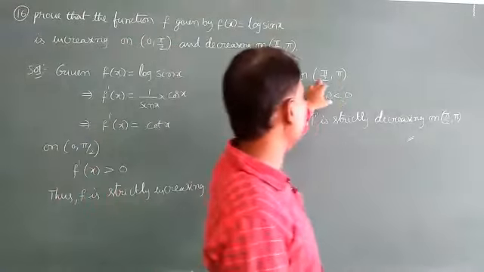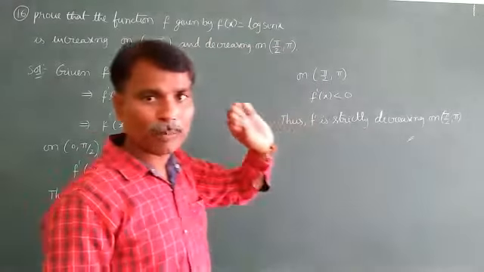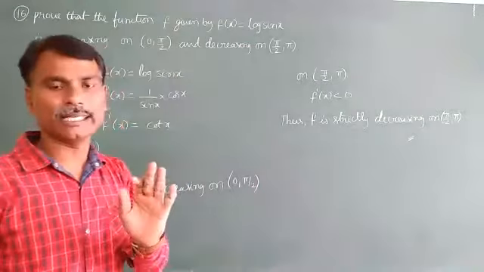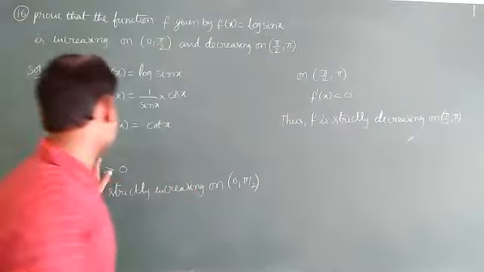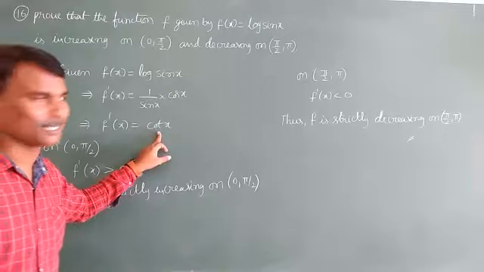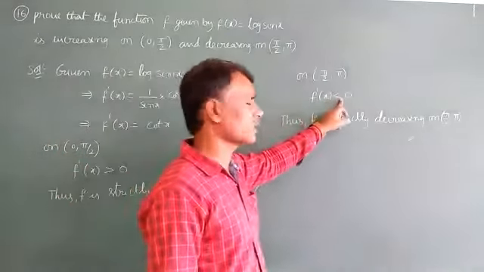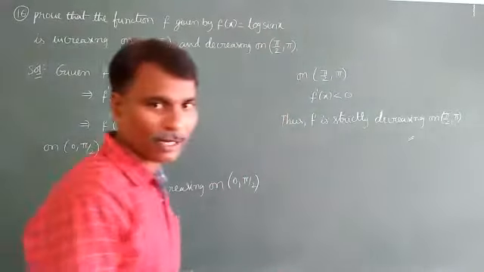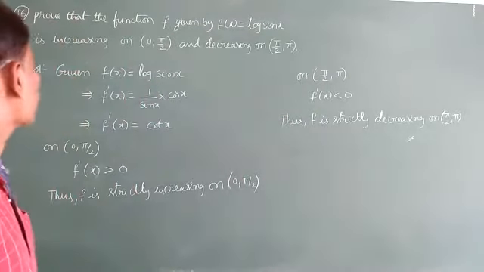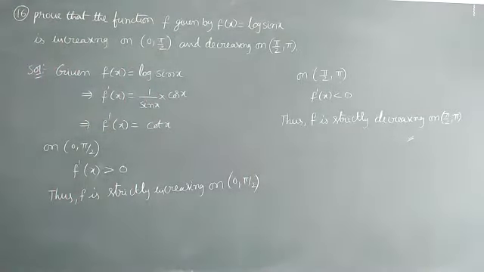In the same manner, pi by 2, pi indicates the second quadrant. In the second quadrant, cot x is negative. That's why f dash of x is less than 0. Thus, f is strictly decreasing on pi by 2, pi. This is the solution for the 16th one.